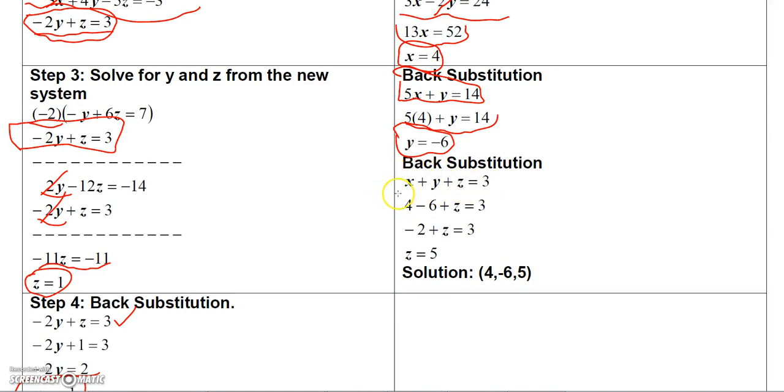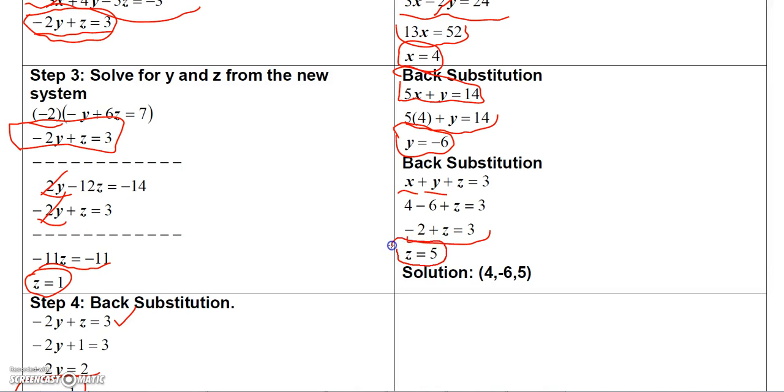So take x plus y plus z equals 3, substitute in for x, you get a 4. The y value, we got -6. So put in 4 minus 6 plus z equals 3. Well, 4 minus 6 is -2, so -2 plus z must equal 3. And now add 2 to both sides, and we get z equals 5.